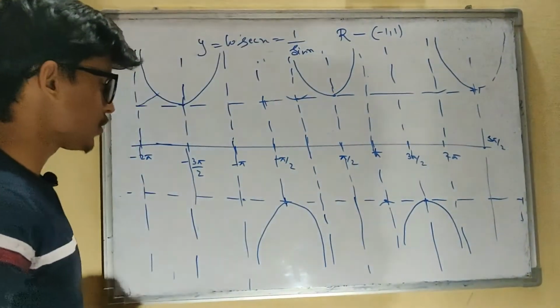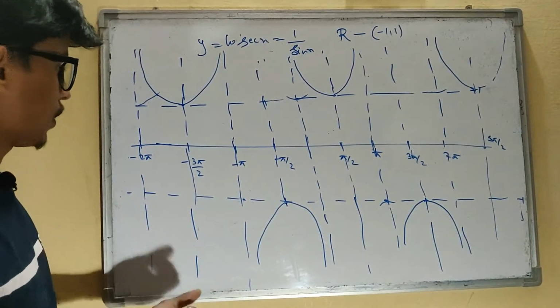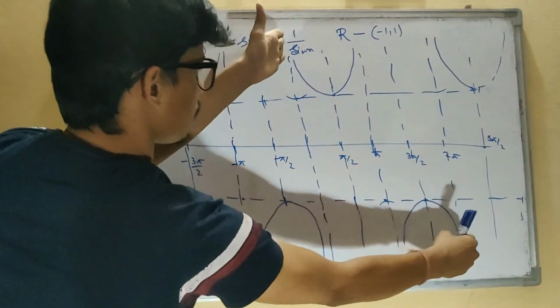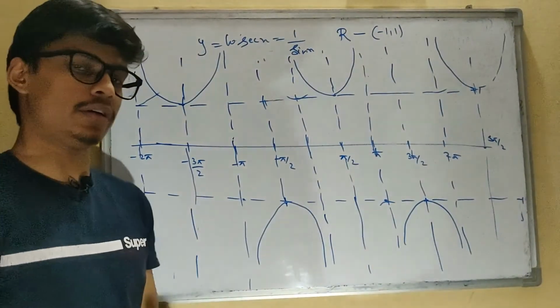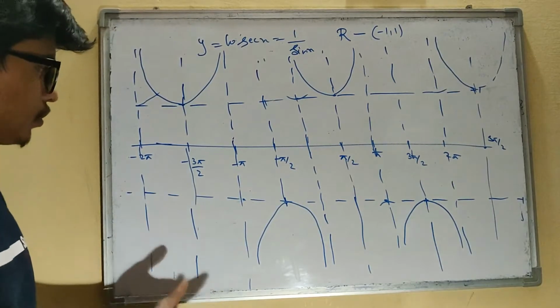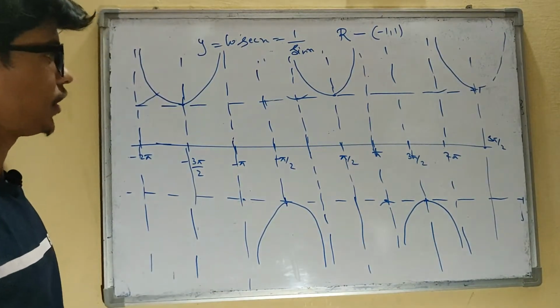Okay, so here also you can see that the graph is like this, and it is being repeated again and again. They keep repeating themselves. That is why they are periodic, and their period is 2 pi. So you can just make a note of it, just draw it.